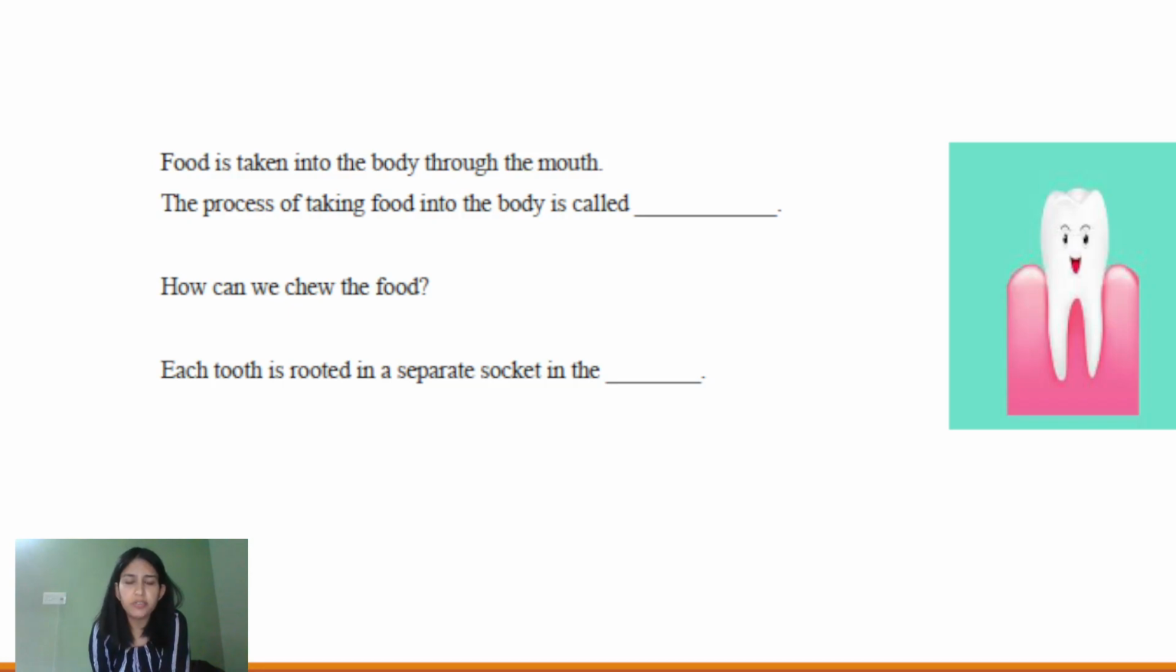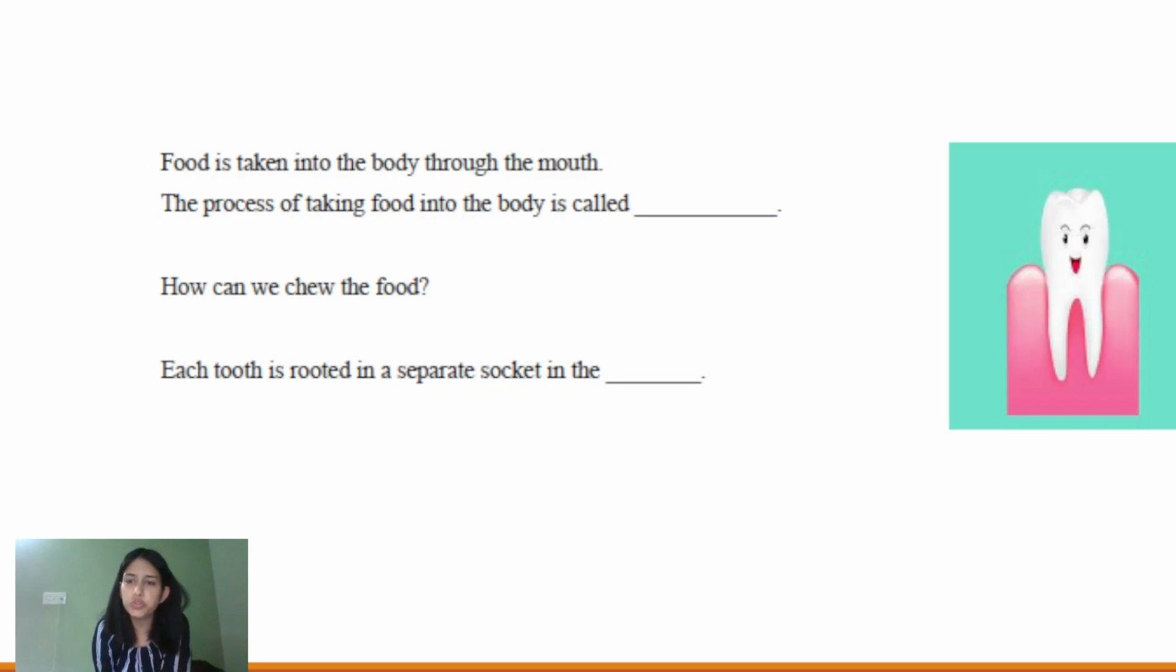So the next part that we are going to discuss is that food is taken into the body through... yes, the mouth. Yes, very good, students. So the process of taking food into the body is called, what should it be called? We are taking something inside. So we are calling it ingestion. The process of taking food into the body is called ingestion.